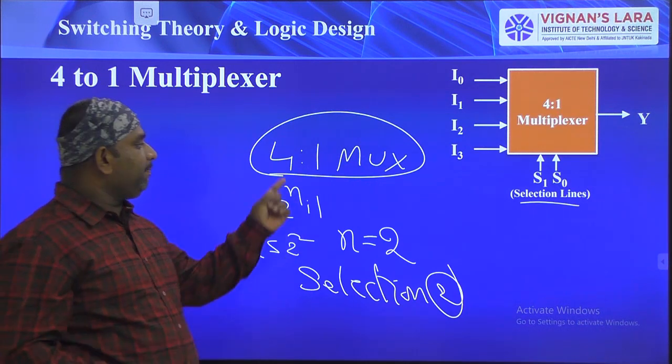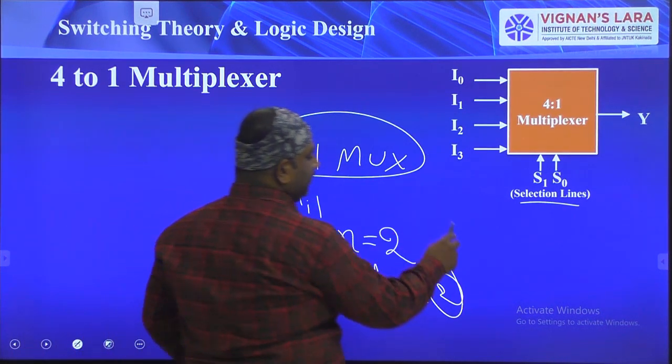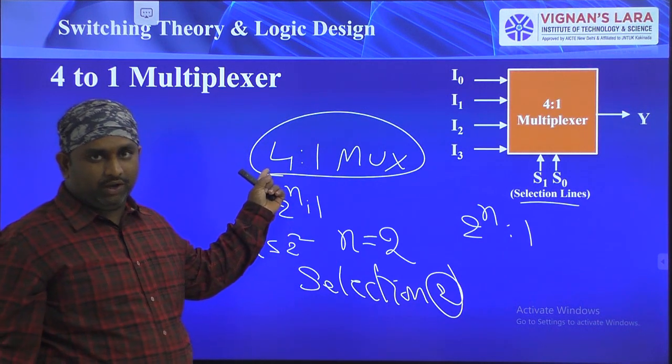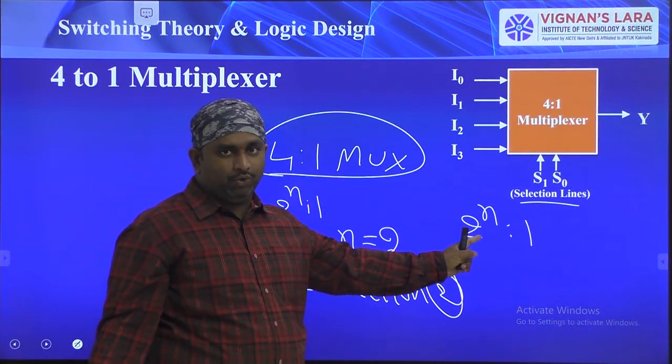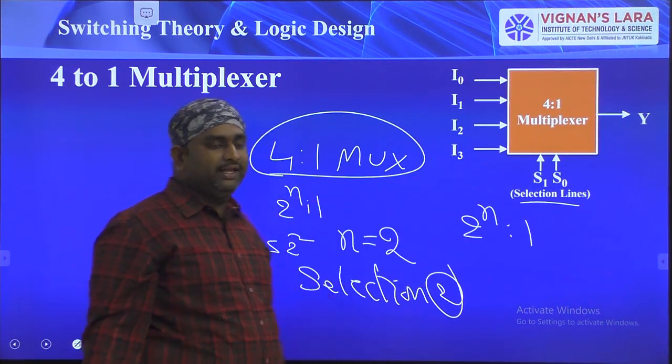Why? Because the multiplexer generally we represent as 2 power n is to 1. Here the input is 4:1, so 4 you can write as 2 power 2. So here n is equal to 2. For that reason I have taken selection lines as 2.